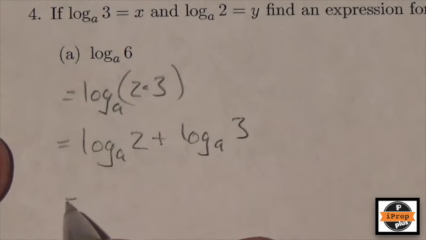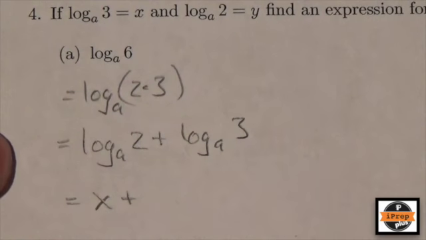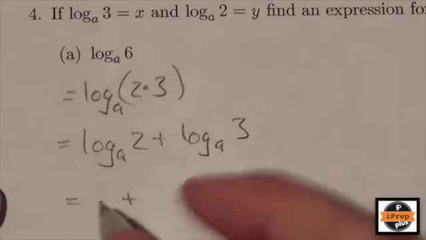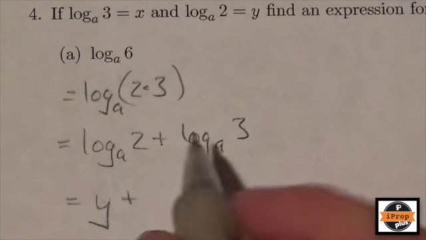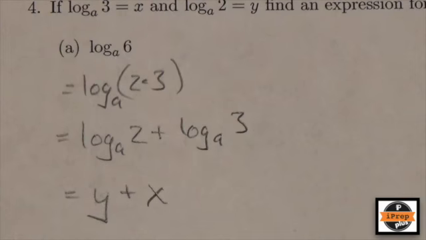Log base a of 2 is x. Log base a of 2 isn't x, that is y. Log base a of 3, that's x. So I get y plus x, or x plus y, because order doesn't matter when you're working with addition.